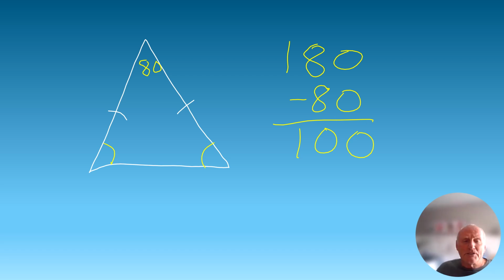No, because they're equal. Those are two equal legs, so they have to have two equal feet. So let's divide it by 2. And 100 divided by 2 is 50. They both have 50. So they're going to come at it from different ways. You got the top down and you got the bottom up. And both ways will work fine.